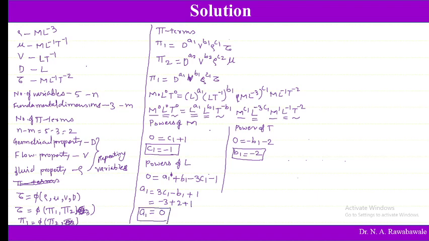You can see here once again. So this value is minus 1, this value is minus 2. So minus 1 into minus 3 is going to become minus 3. So when we transfer it on other side, the sign has changed, minus 3. Then when we substitute b is minus 2, minus of minus becomes plus, then plus 1. So 3 gets cancelled, a1 is 0. Now we can write pi 1 term.